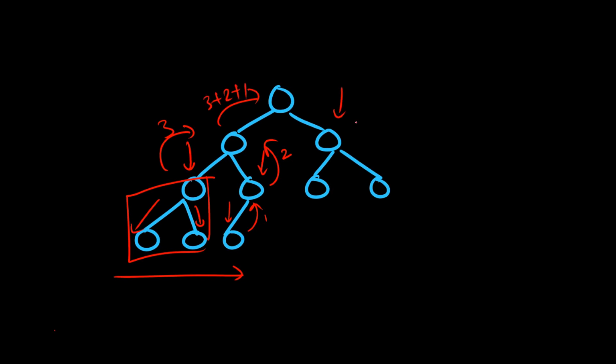Similarly I will go to the right child. Here I will find left height and right height as equal, so I will return 3 here. So total nodes will be 6 plus 3 plus 1, that is 10.